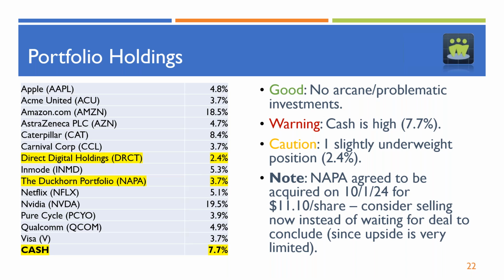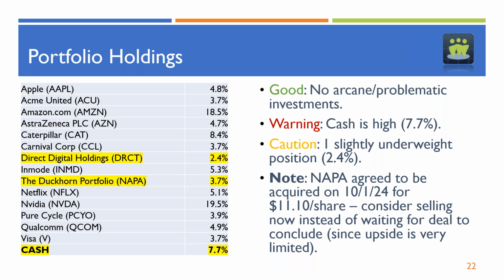And I do note I was following the Duckhorn Portfolio. This is a winemaker. Their ticker symbol is NAPA. And just 2 weeks ago, they agreed to be acquired. They were selling at $5.80 a share. Now they're at $10 and just under $11 a share, based on the buyout price expected to be completed this winter. So that's a significant up. Almost doubled in price in the last couple of weeks.